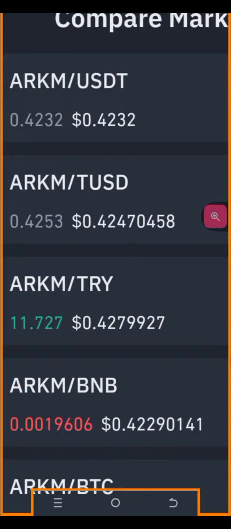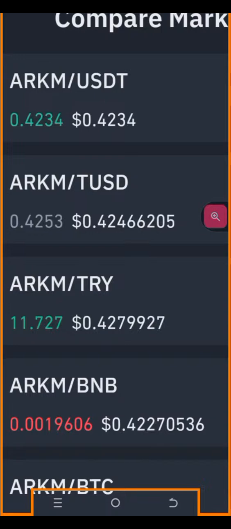So this is 42 cents. You can see that ARKM USDT is 0.4232. You will see that TUSD is 0.4247, so there's a difference between the 32 and the 46.